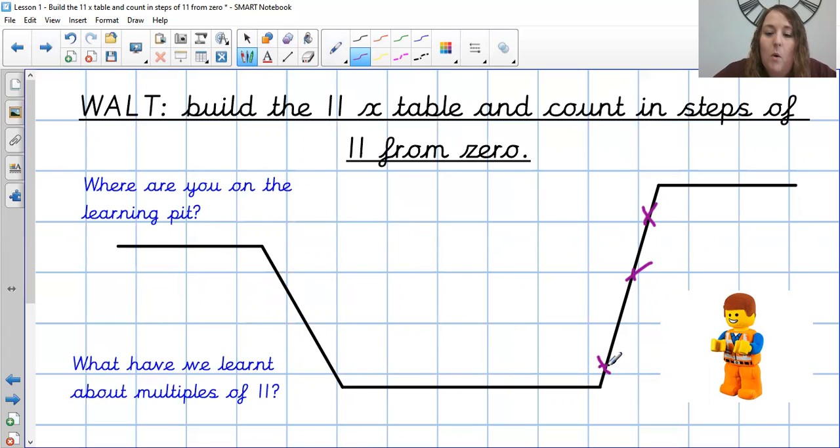Are you quite high on the learning pit? Are you still in the bottom? Struggled with some of those numbers? If you can draw that on your workbook, that would be brilliant.